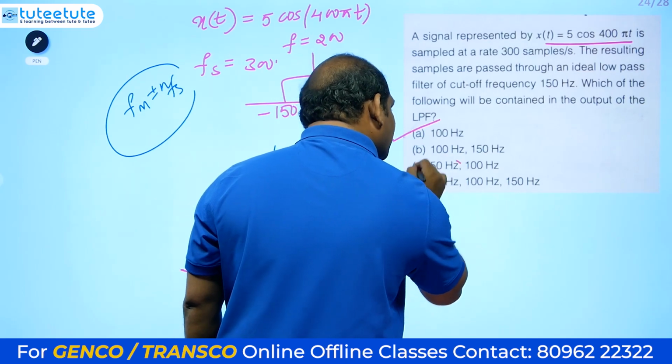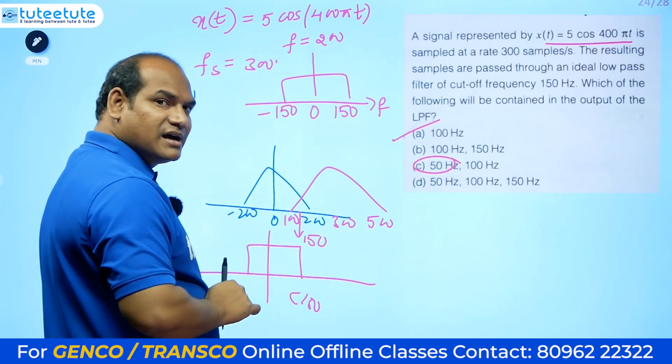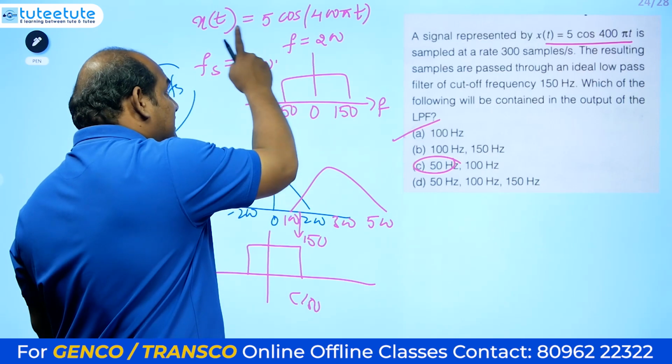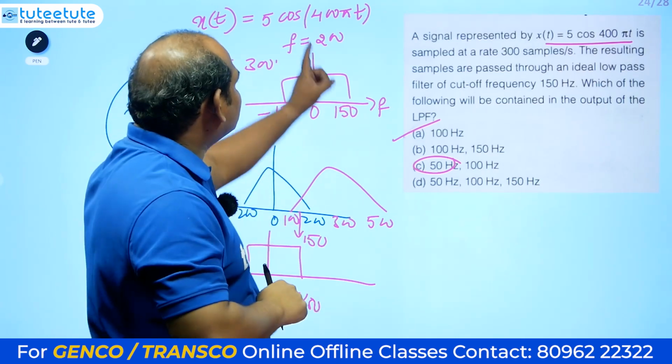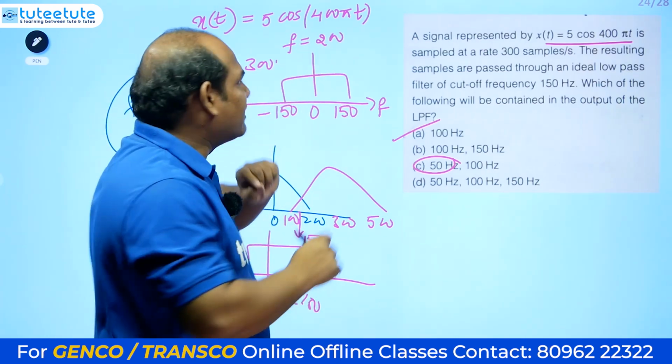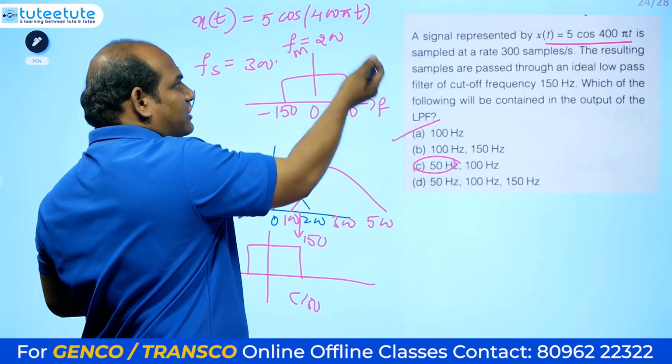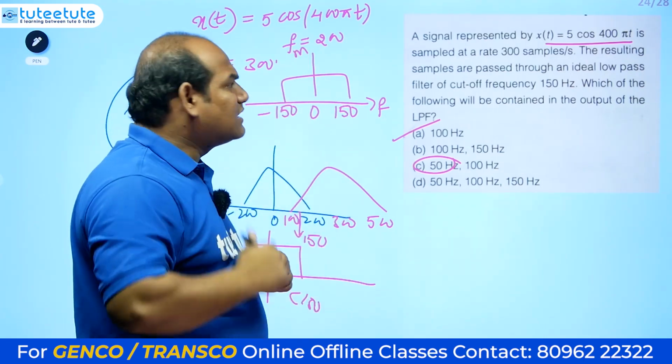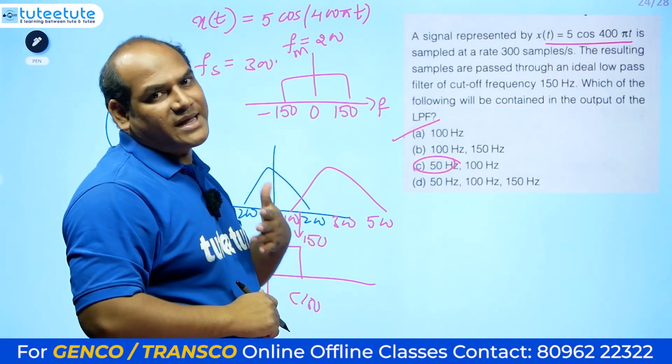Why can't we take 50 as the answer? Because it is within this one only, na. The cos function will have only one frequency, that is at 200. Okay, fm is 200. On the positive side we will draw the spectrum at 200, and on the left side we will draw minus 200.